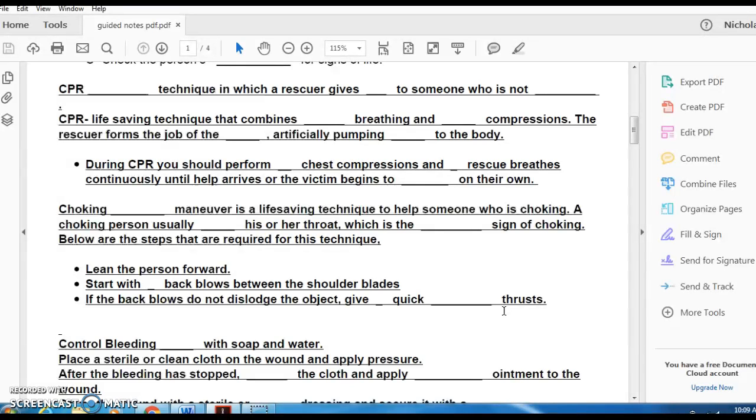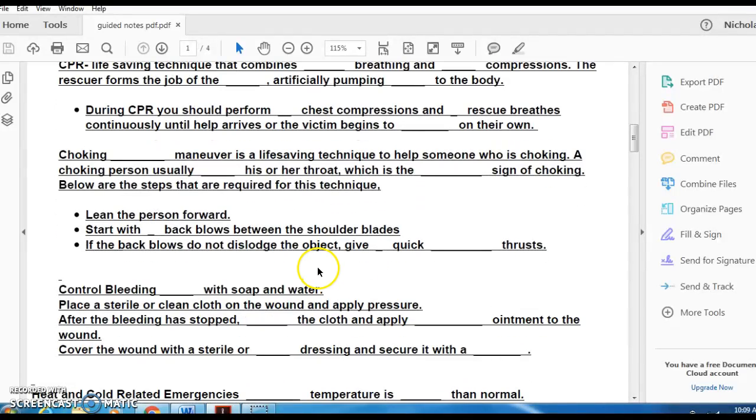We'll stand behind the person and just right above the belly button, we're going to make a fist, and then put our other hand around the person, and we are going to bring our arms and hands inward and upward, and that way we're getting air pushed up through the windpipe and dislodging the object.